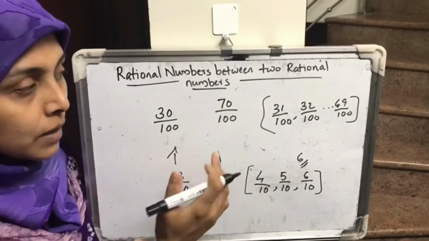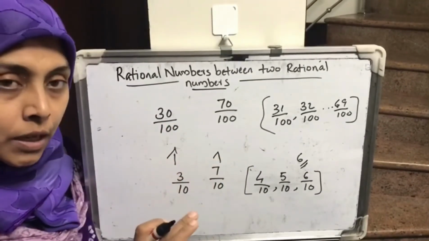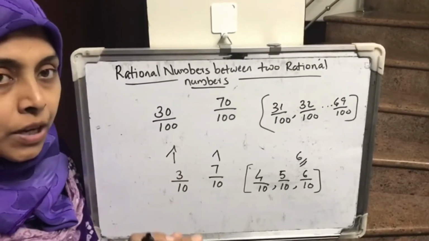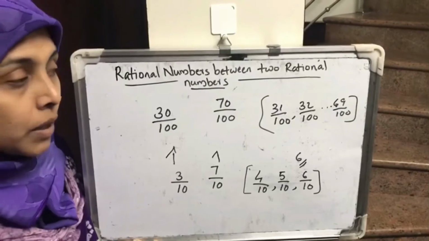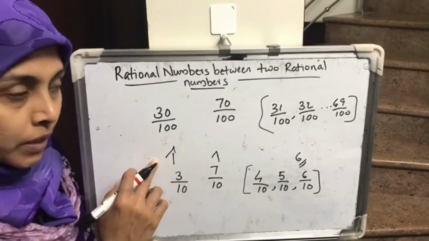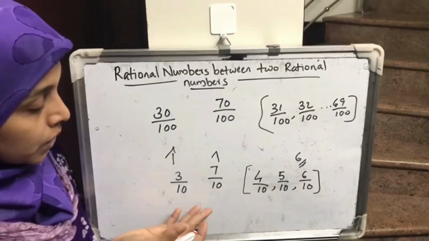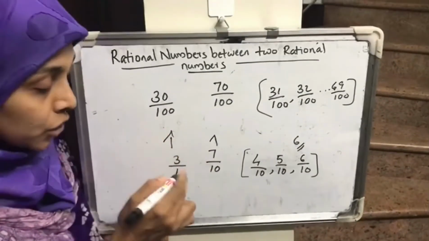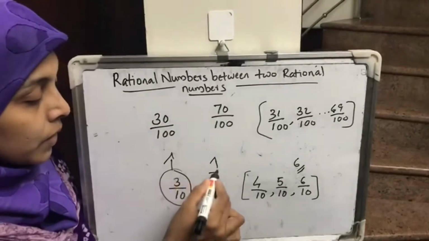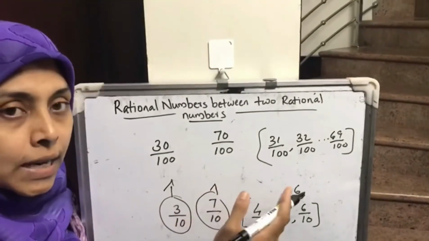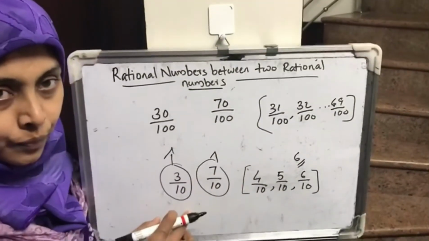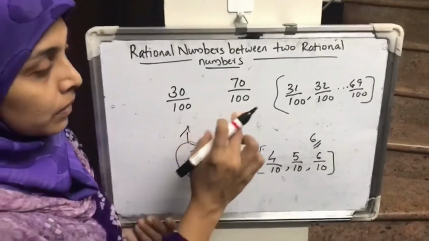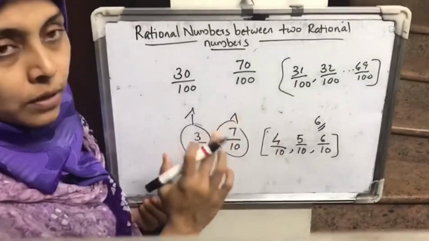Okay, not like natural numbers and whole numbers. In the case of natural numbers and whole numbers, we got only a definite number that we can count. But in the case of rational numbers, it is not countable. If you find the equivalent rational of the given rational, we will get more rationals in between these two. That is the difference between rational numbers and whole numbers and natural numbers.